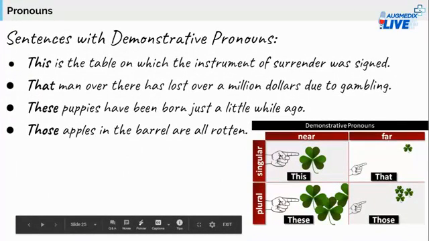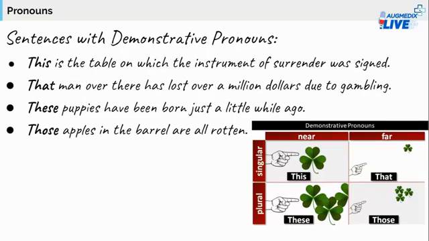Do you see what we have here? When you want to talk about something singular and it is near you, you say this, right? If it's far away from you, you say that. However, you can use that for both singular and plural things, right? But if you're going to indicate towards a singular thing near you, you say this, and then you say that.